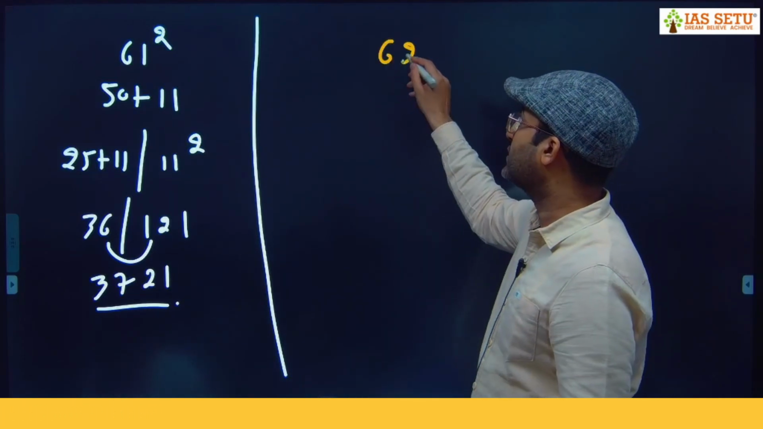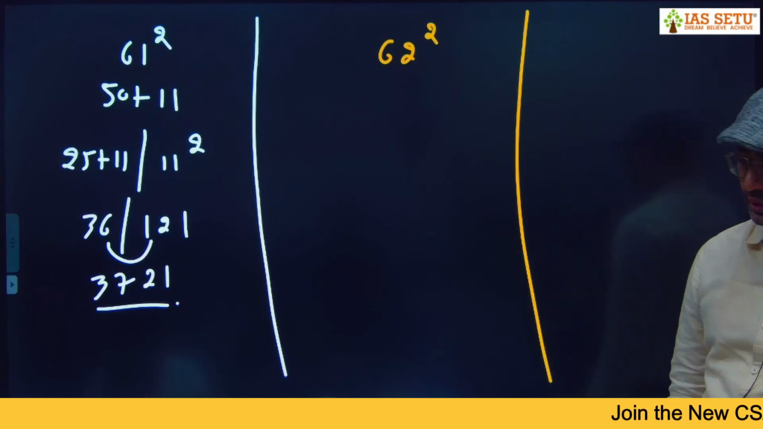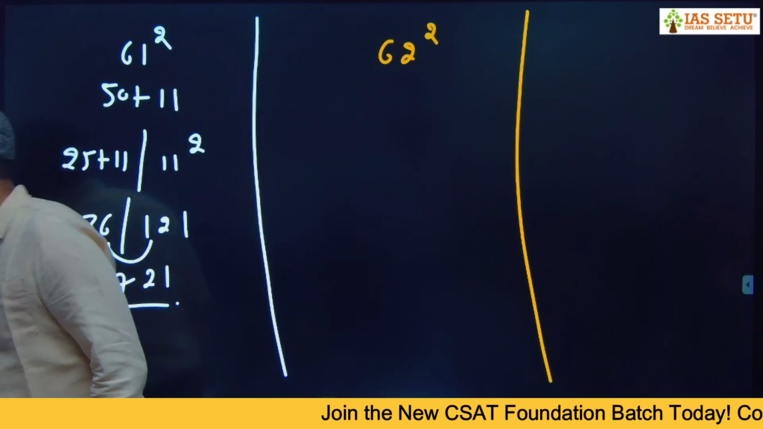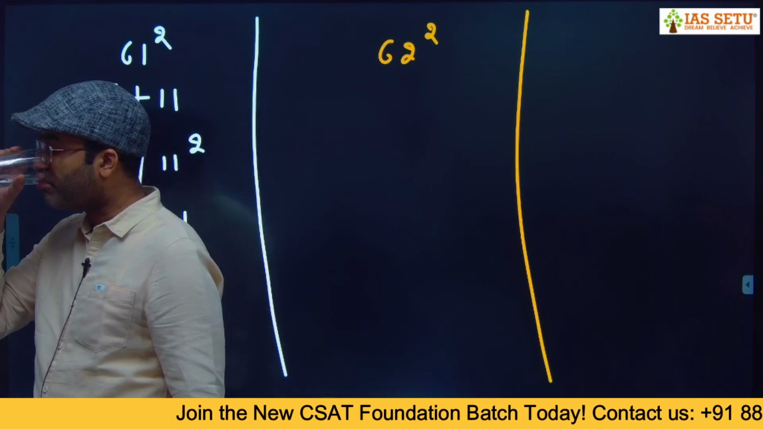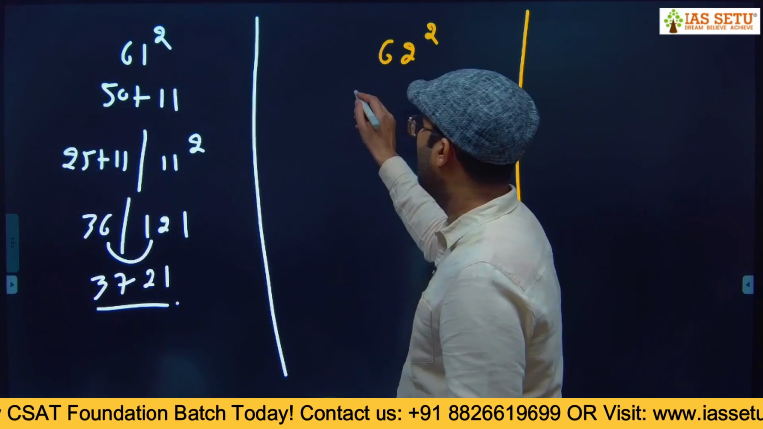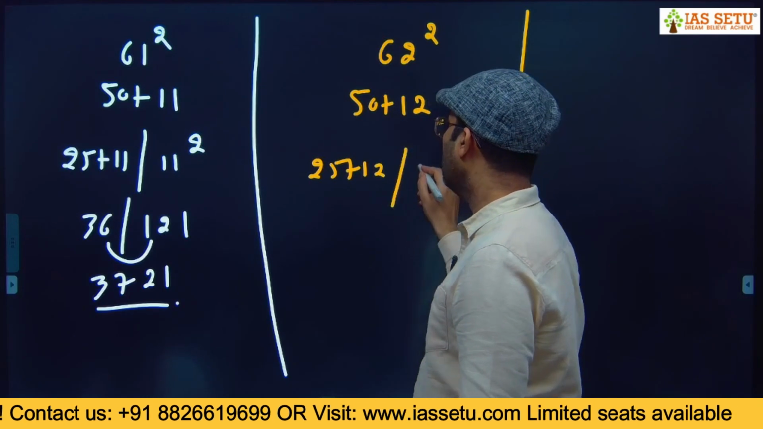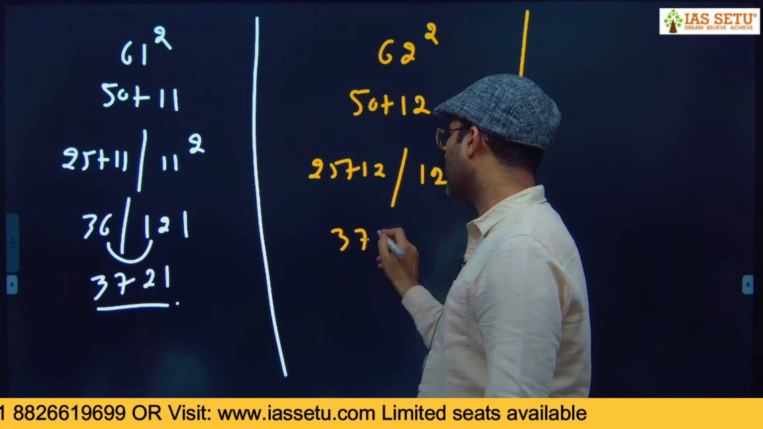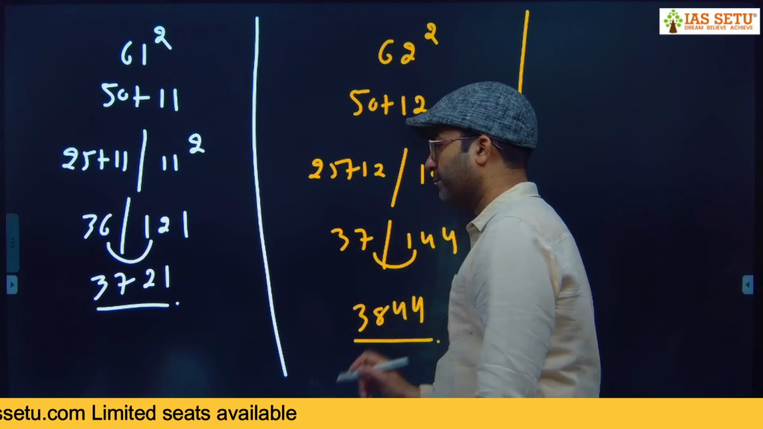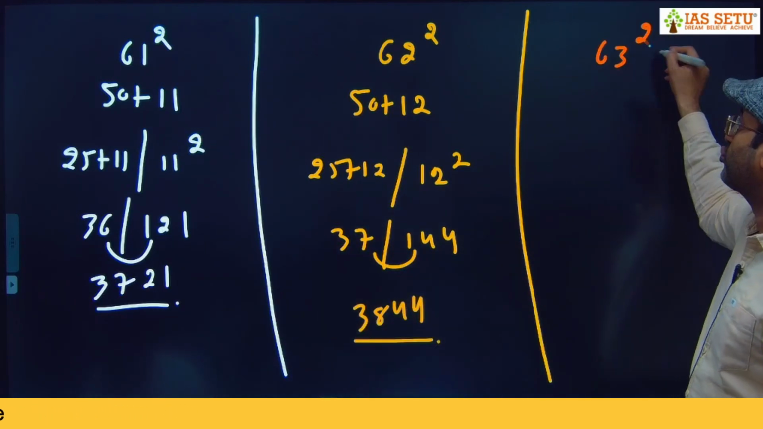Now you try what is 62 square. Now here 50 plus 12. So it is 25 plus 12. This is 12 square. 37, 144. 1 carry forward. 3844. Try 63 square.